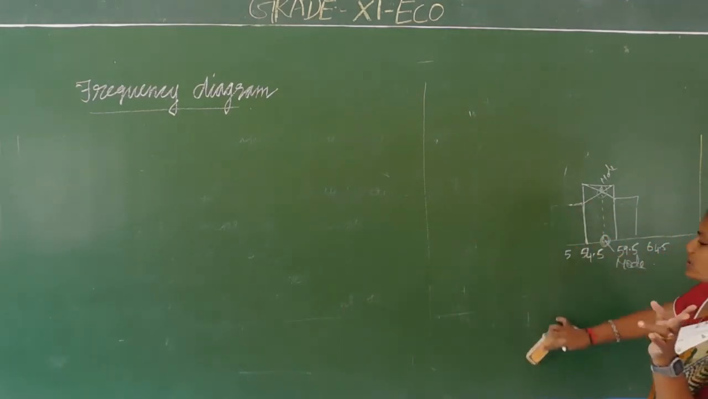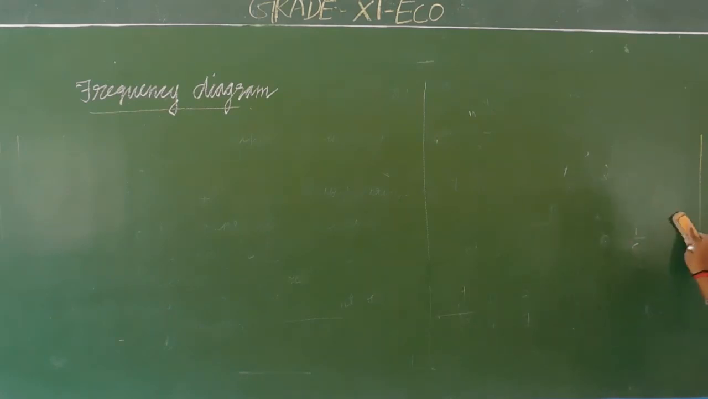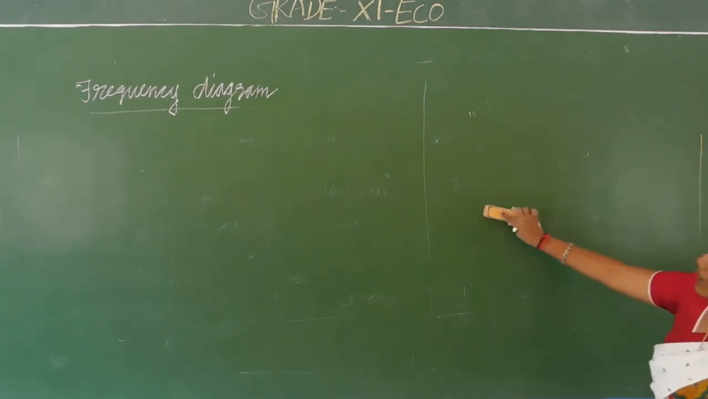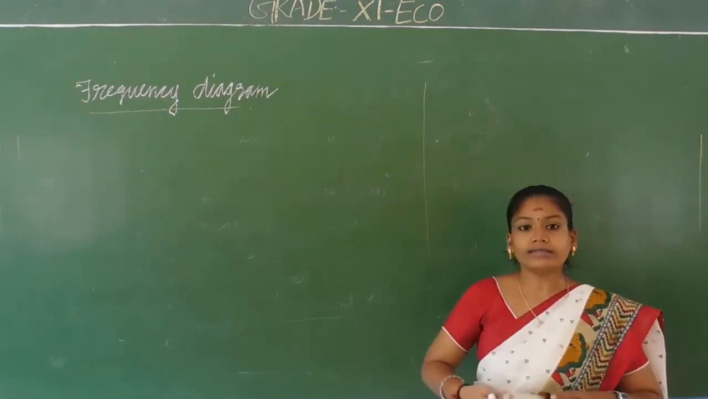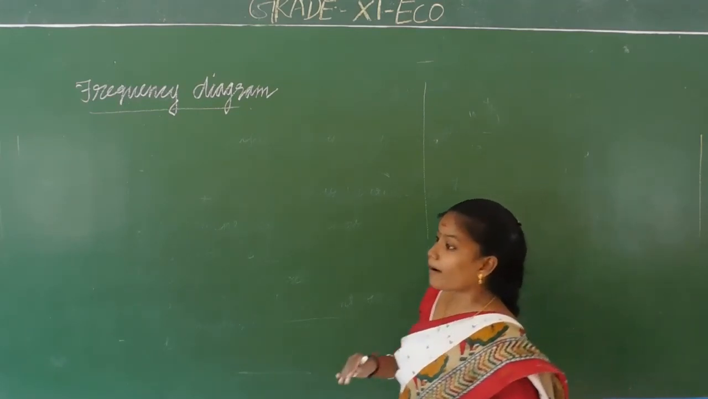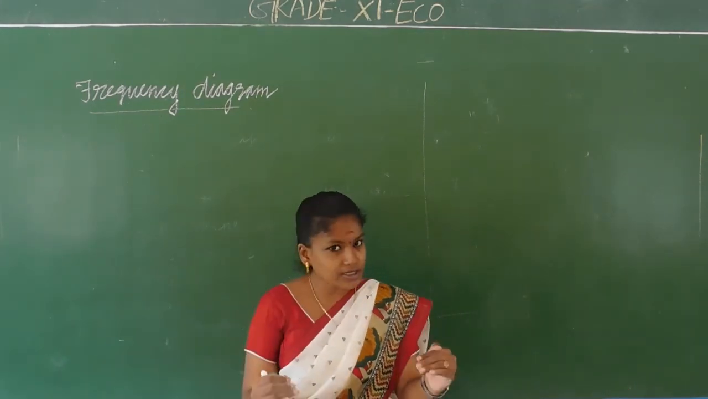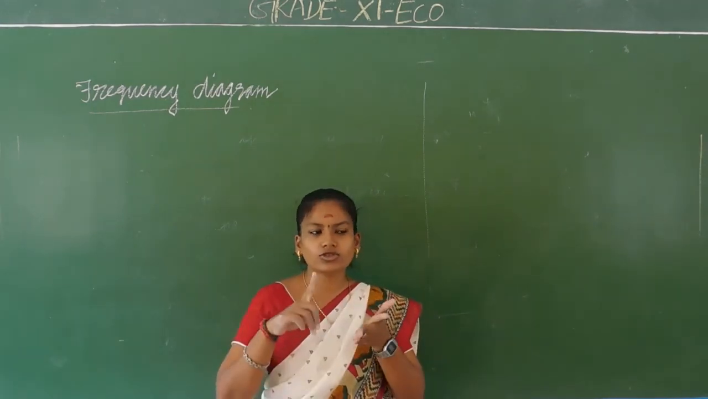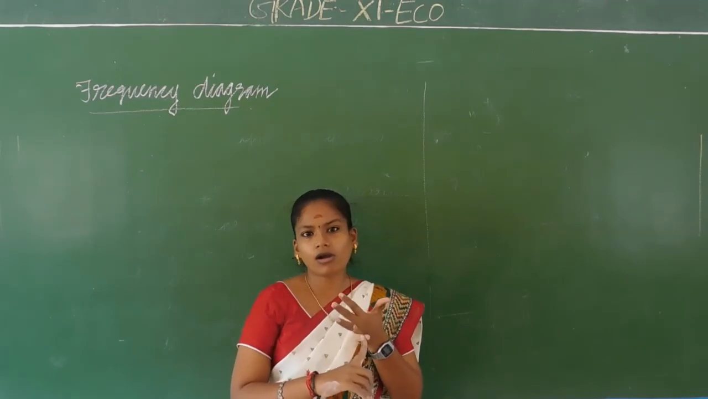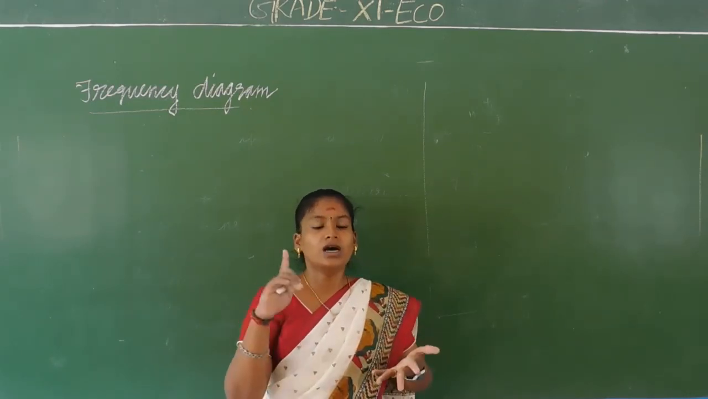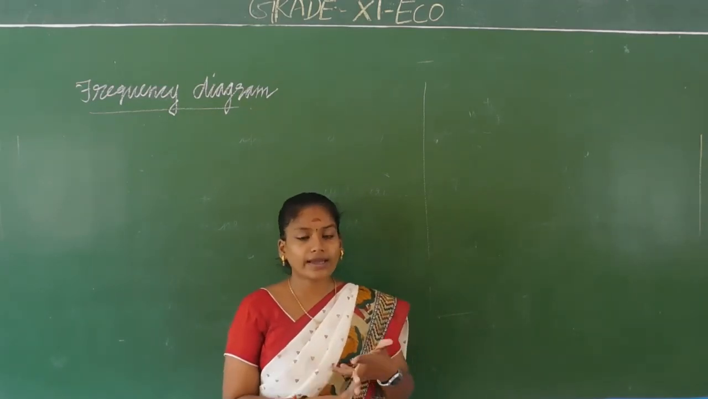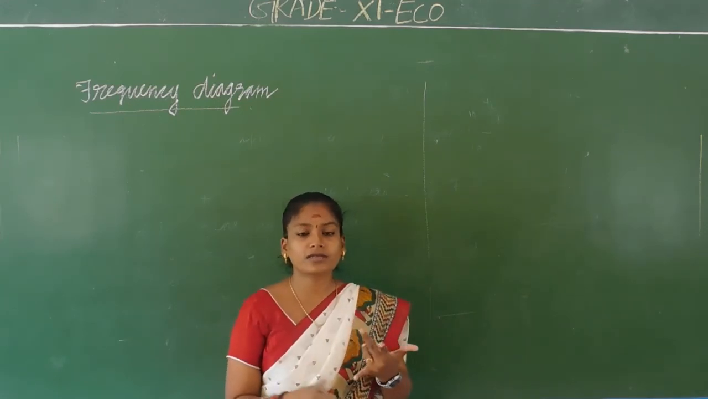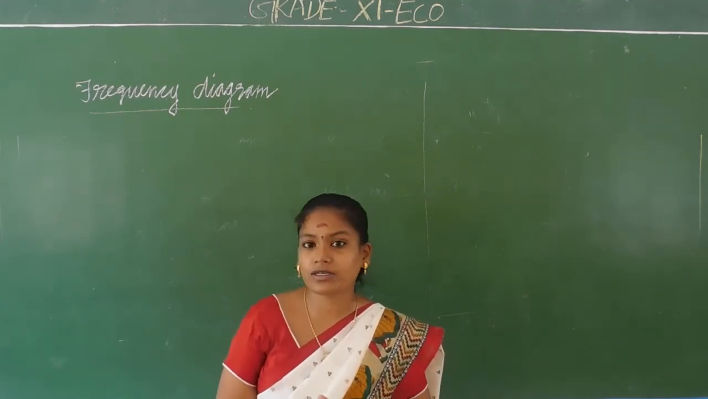So what are the various things, children? Geometric diagram, frequency diagram, and what is the one more? The arithmetic line graph. These are the three types in the diagrammatic presentation. Remember, in presentation of data, we have three techniques or methods. They are called textual presentation, tabular presentation and diagrammatic presentation. Textual presentation is also called descriptive presentation.